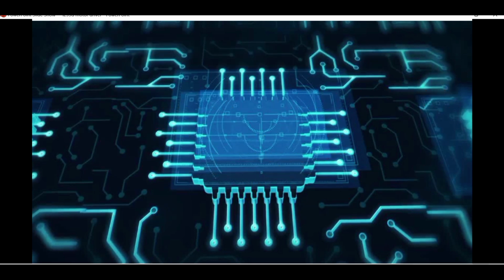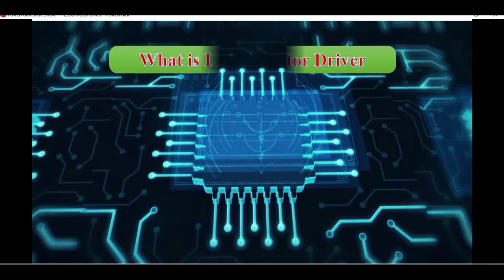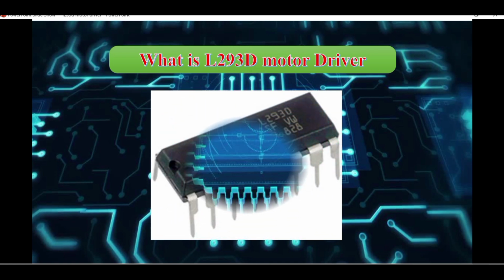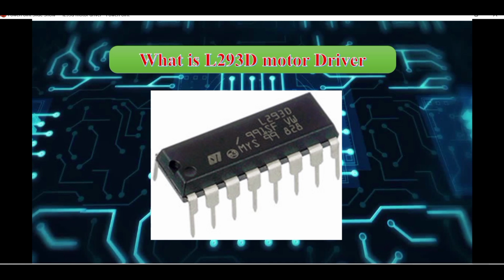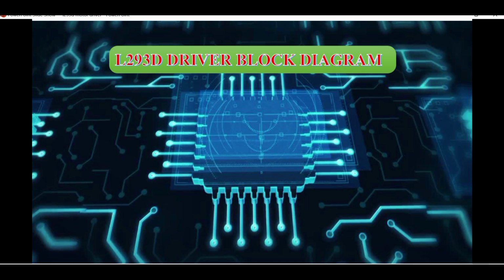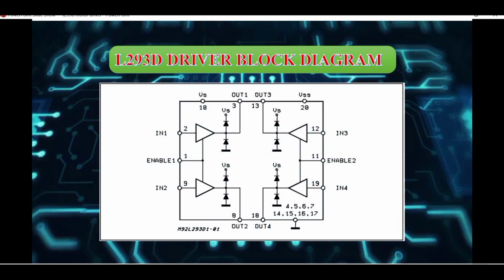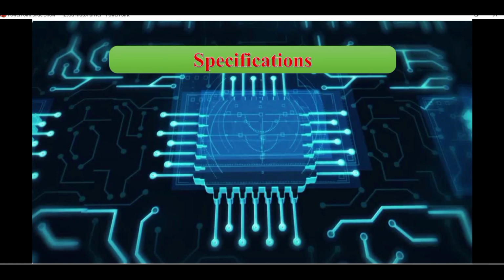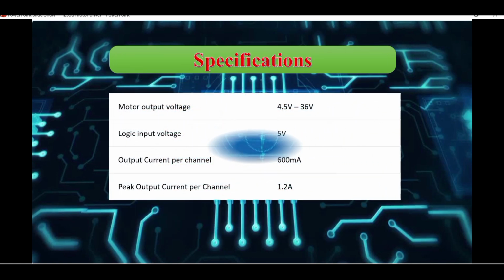And in the next slide, we will see how the motor driver looks. The motor driver is an 18-pin IC. The IC looks like this. In this 18-pin IC, here is the block diagram. The block diagram has 18 pins: 4 inputs, 2 power pins, 4 grounds, and enable 1, enable 2. This is the block diagram of the motor driver.